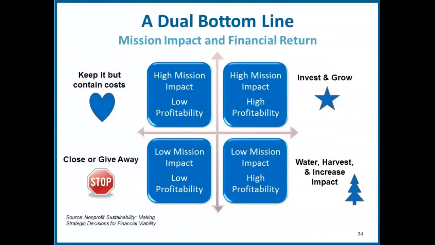So one way to look at the dashboard piece as well as how to act on it is this dual bottom line. This comes from nonprofit sustainability. So there's a book that's associated with this that looks at basically the matrix here that you see on your screen that looks at sustainability and impact. And so you're looking at what is your mission impact, through different programs in your agency, and then what is the financial return on that.